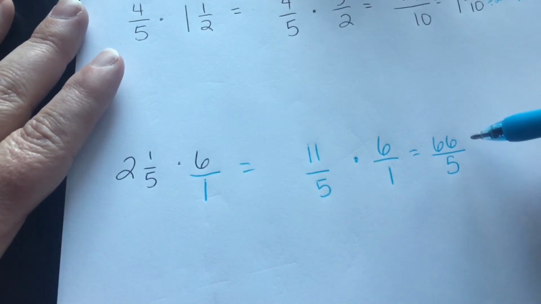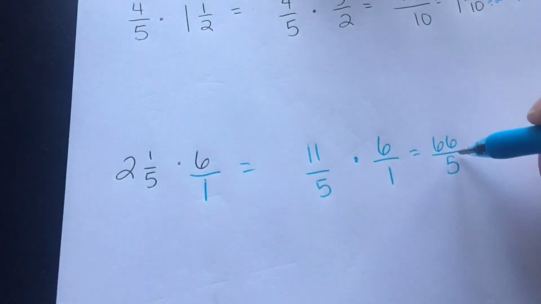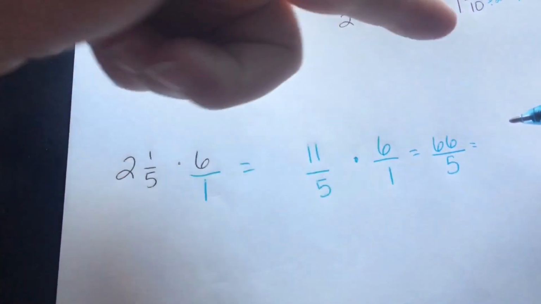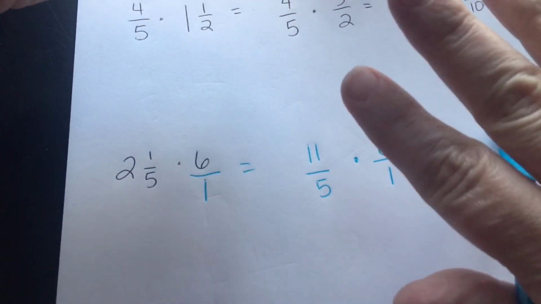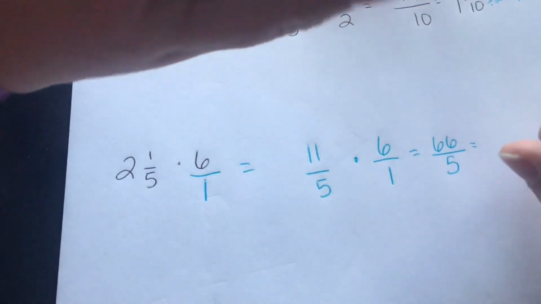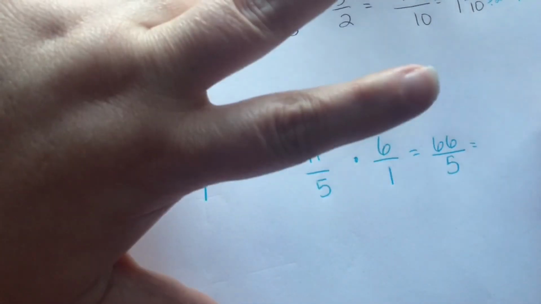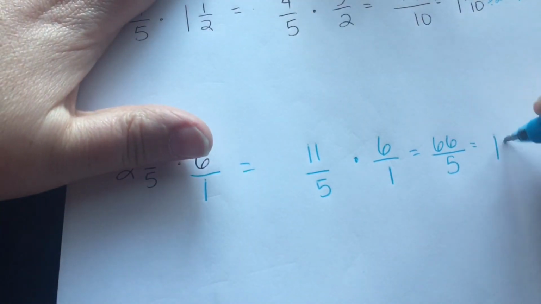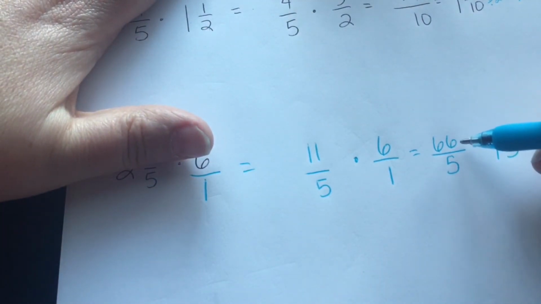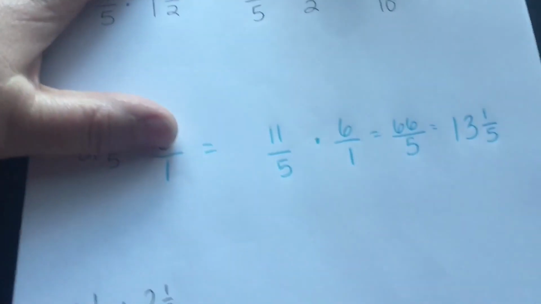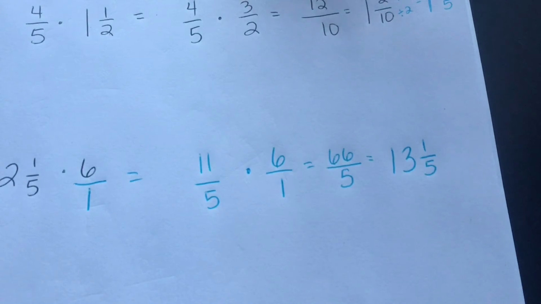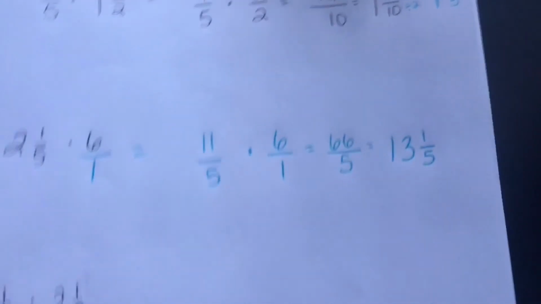I should unmix this, okay? So how many 5s can I fit into 66? 5, 10, 15, 20, 25, 30, 35, 40, 45, 50. So that's 10 fingers. 55, 60, 65. Can't go to 70 because that'd be too many. So that's 13. If I go to 65, but I have 66, that means I have 1 left over. So 13 1/5.